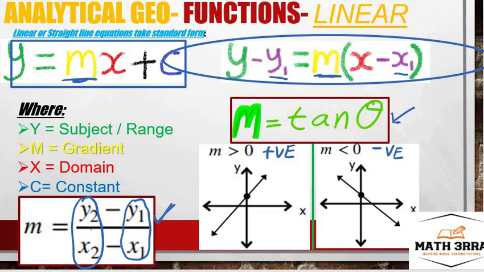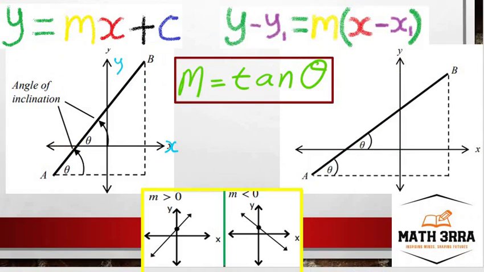Now, some of you are wondering, this guy is talking a lot of English. What on earth is the angle of inclination? So the story still remains the same. When the gradient is positive, we have a line that is increasing from left to right, like we have in this sketch here. When the gradient is negative or less than 0, we have a line that is decreasing from left to right in here.